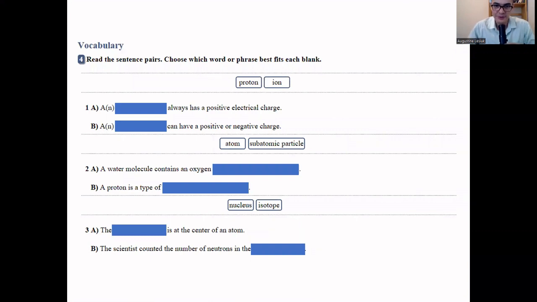For the next vocabulary segment, I want you guys to fill in the blanks of these incomplete sentence pairs. For each of these sentence pairs, we are given a pair of vocabulary that you can use to fill in the blanks. So we have proton and ion for the first pair, atom and subatomic particle for the second pair, and nucleus and isotope for the third pair, okay? So pause this video, fill in the blanks yourselves first, and once you're done, we will resume the video, and we'll go through the answers together.